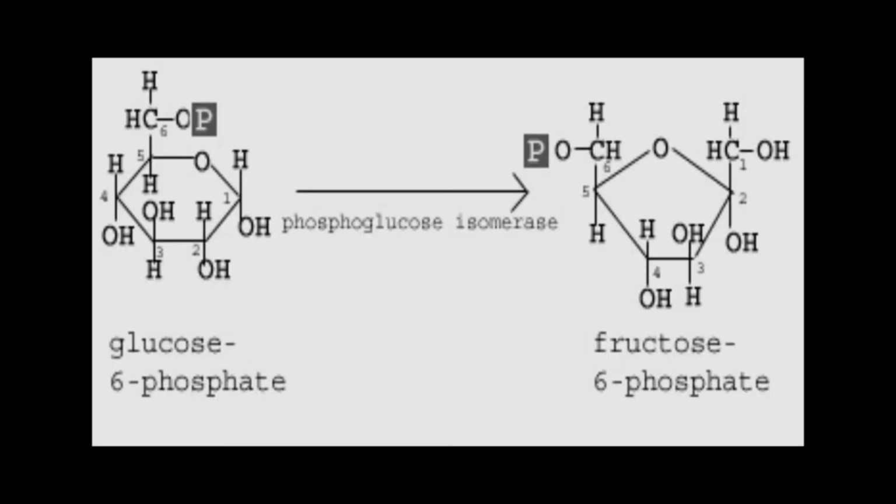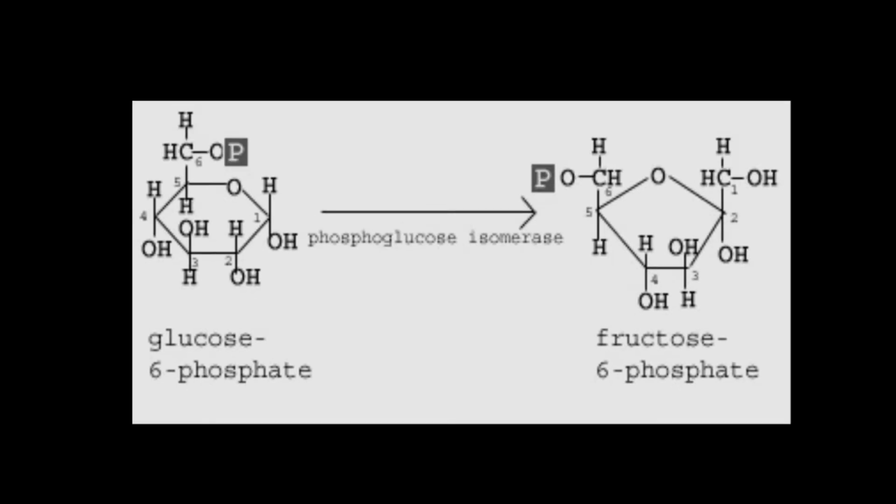Step 2 is the rearrangement of glucose 6-phosphate into fructose 6-phosphate. This step is catalyzed by phosphoglucose isomerase and involves the opening of a 6-membered ring and closing it into a 5-membered ring. Carbon 1 is now outside of the ring.